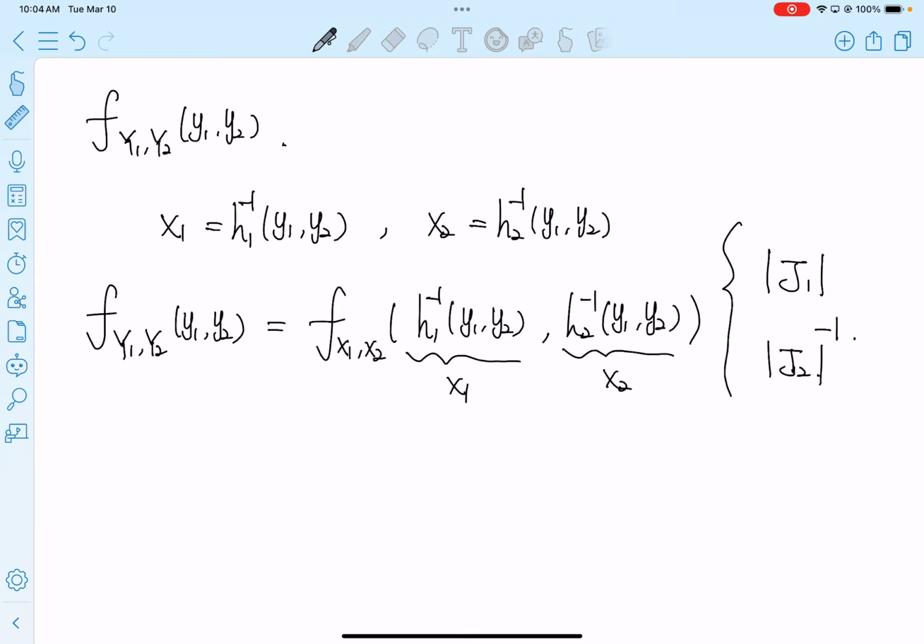Any other questions or comments regarding the formula or the methods?